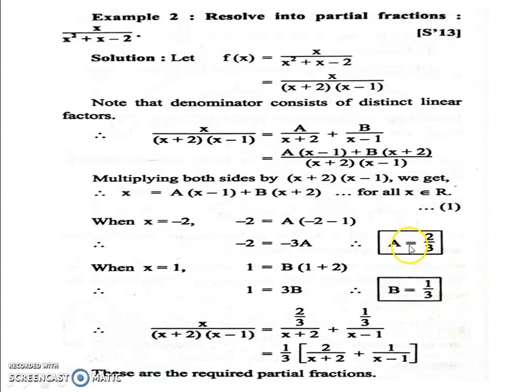So we have to put the value of A and B in this equation, A upon x plus 2 plus B upon x minus 1. We derive this equation as a final form. x upon (x plus 2)(x minus 1) is equal to 2 upon 3(x plus 2) plus 1 upon 3(x minus 1). If we take 1 upon 3 common, then what is remaining? 2 upon x plus 2 plus 1 upon x minus 1. This is the required partial fraction.